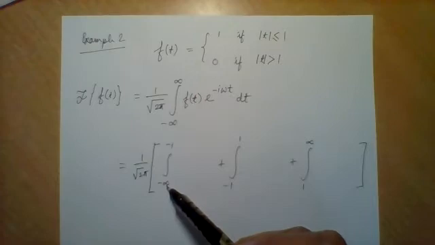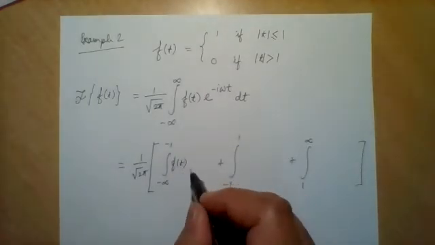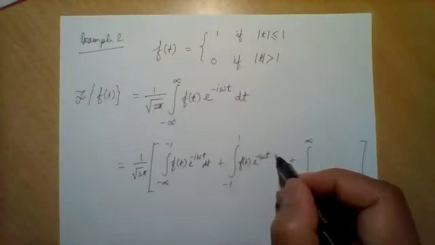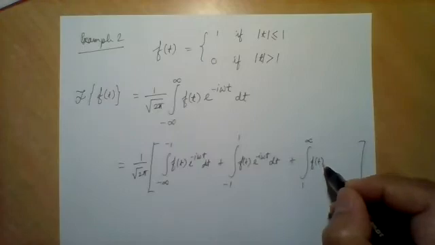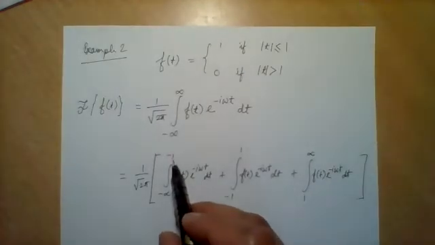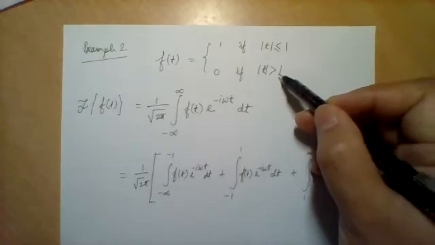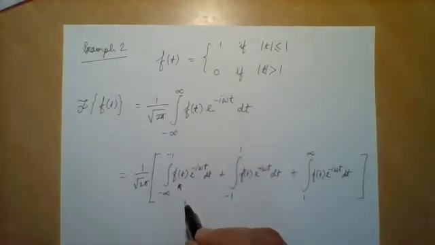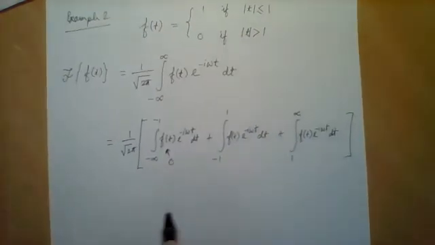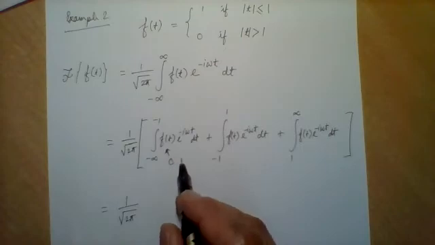First let me write everything here: f of t e to the power minus I omega t dt in each integral. Now when t lies between minus infinity and minus 1, that means modulus of t is greater than 1, and in this case f is 0. So this is integration of 0, and this is a definite integral, so the definite integral of 0 is still 0. So this is 1 by root over twice pi, and this first term is 0.